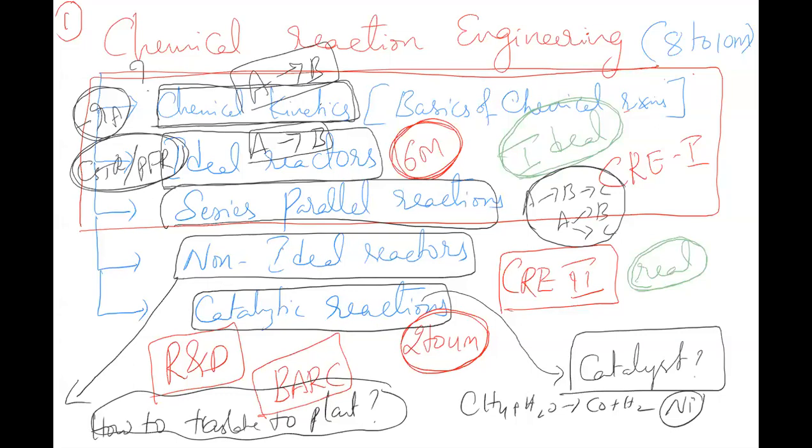Third thing is, how do you translate this knowledge into a plant scale? Catalytic reactions. For catalyst, if you have a catalyst in the system, how do you translate? So that is what we will do in the entire system. I'll write this till now, whatever I have discussed is the syllabus and then a simple overview of the entire CRE.